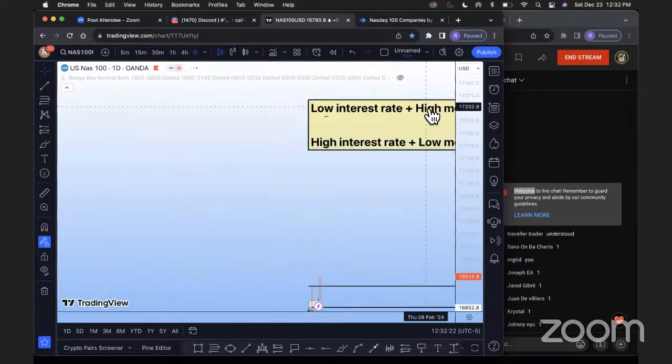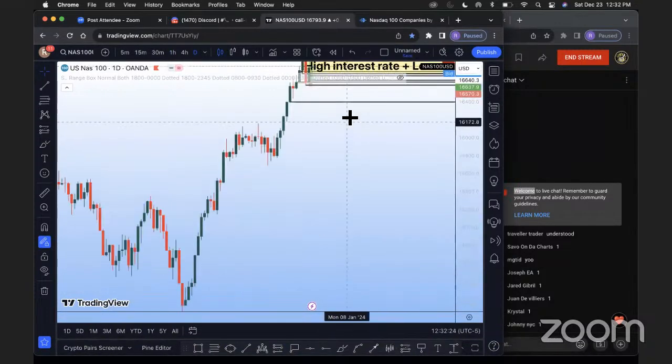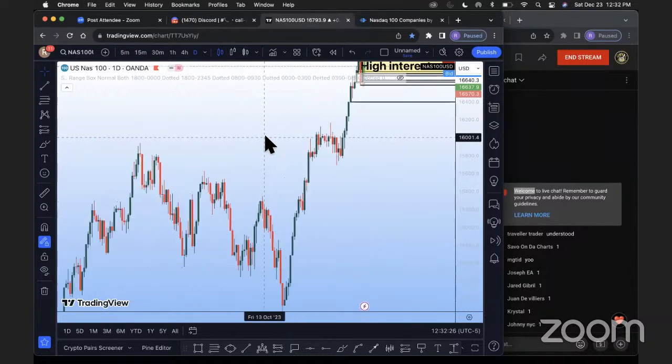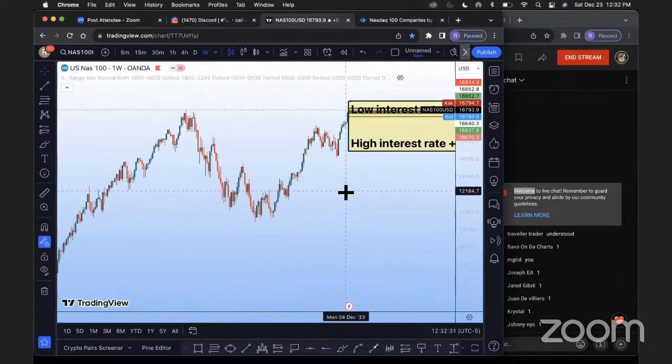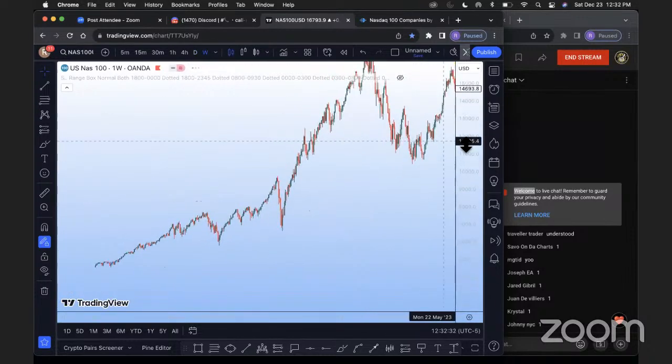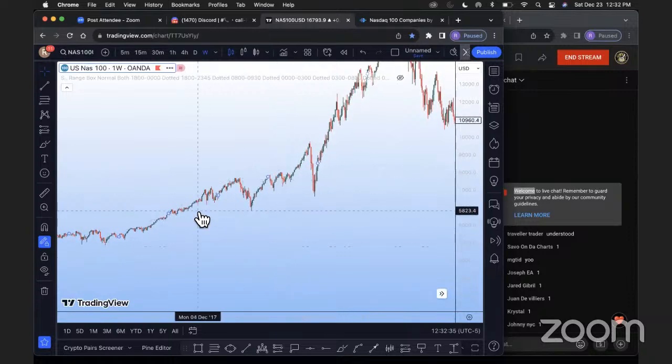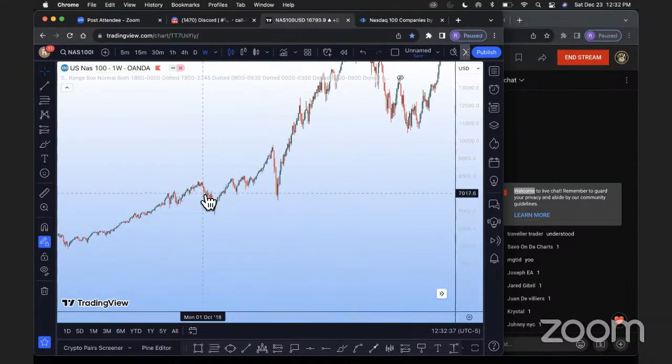Now, I'm going to show you a live example of easy policy versus high policy or tight policy, just to show you the market reaction to the Fed policy decisions. I'm just going to use this as sort of historical context here to explain what's happening.